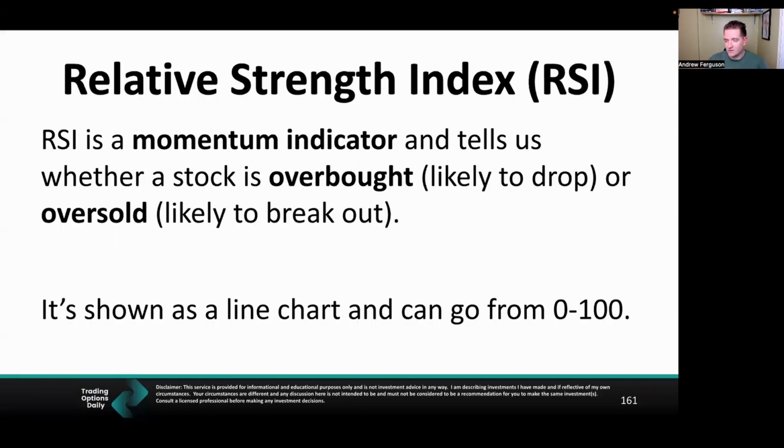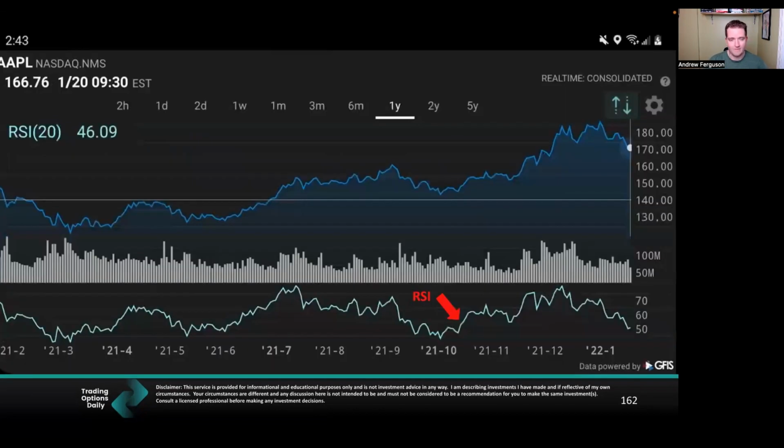Another one we're going to look at here is relative strength index. We're going to put them all together at the end. But RSI, as it's known, is a momentum indicator, and it tells us whether the stock is overbought, so it's likely to drop, or if it's oversold and it's likely to break out. It's shown as a line on the bottom of the chart and can go from 0 to 100, just like Drake. Just kidding. But the RSI here is shown in blue, and it's for a 20-day period right now.